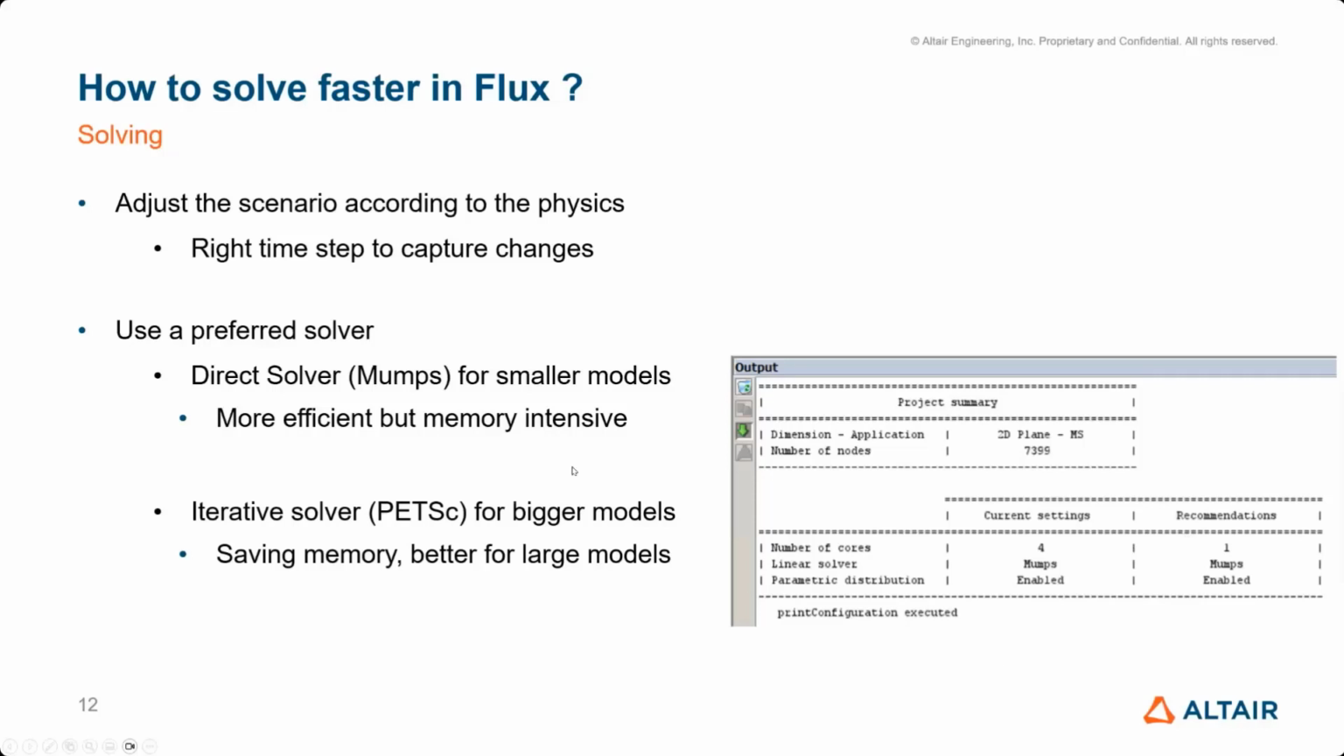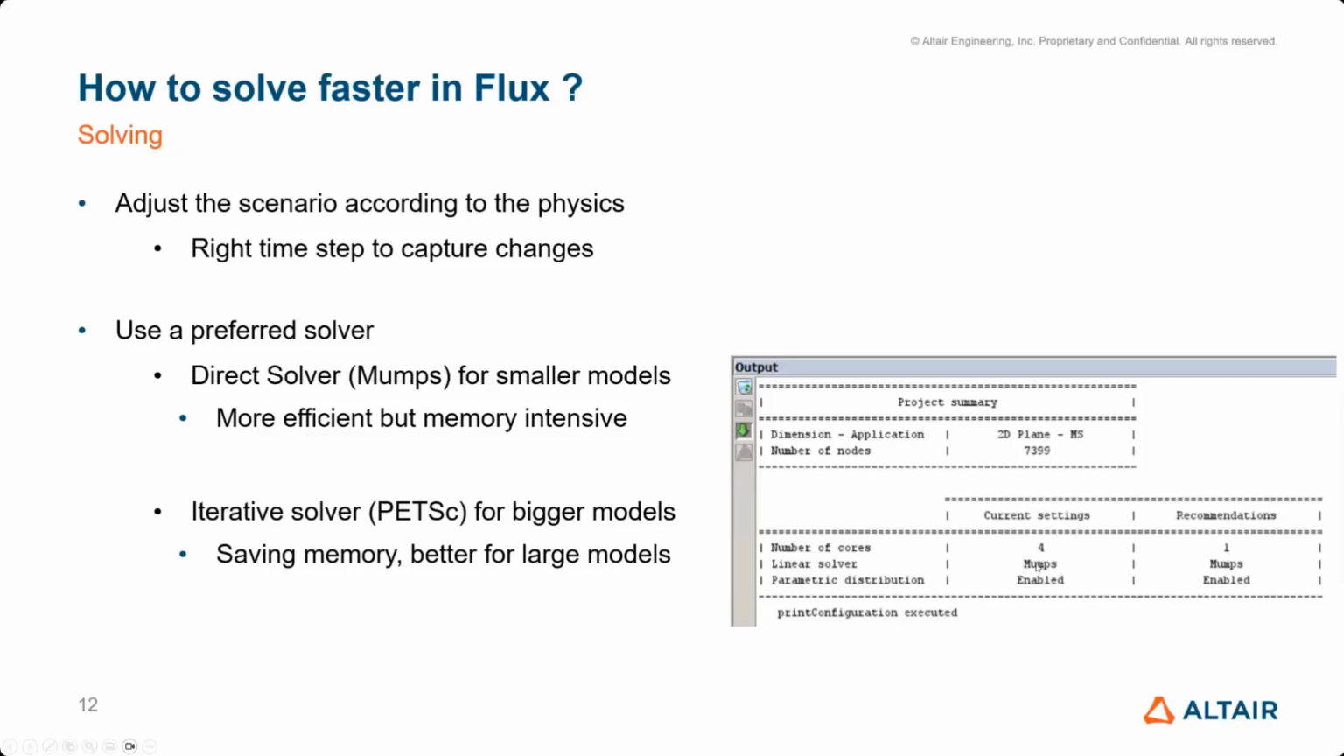So some of these settings are the choice of the solver. So it can say MUMPS or PETSc. So MUMPS is the direct solver, is the best one for smaller models. It works well with big models, but it can be memory intensive. So if you don't have enough memory, you might need to switch to PETSc, which is then the recommended one for very large models in general, which uses a lot less memory. So make sure to check what these two boxes say, the current setting and recommendation.